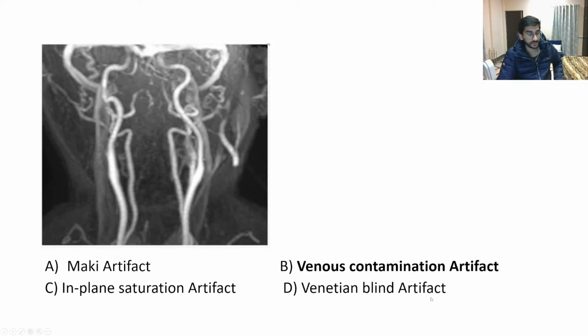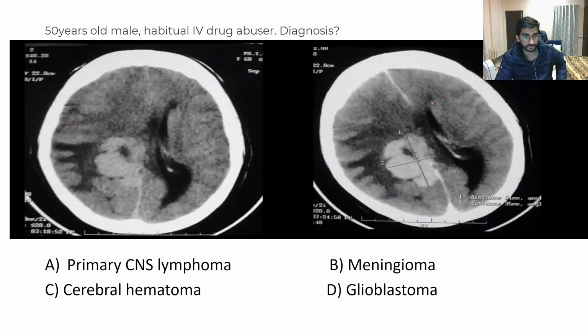And Venetian blind artifact is a specific type of artifact seen in MOTSA, multiple overlapping thin slab acquisition MR angiography, in which we take multiple slabs, say 2 to 5 slabs. Then we suture them together to make one final image. But there is some signal alteration, just like a Venetian blind. So remember, sometimes any one of these artifact images can be shown and they ask which type of artifact, or they specifically ask where Venetian blind artifact is seen. It is seen only in multiple overlapping thin slab acquisition MOTSA images.